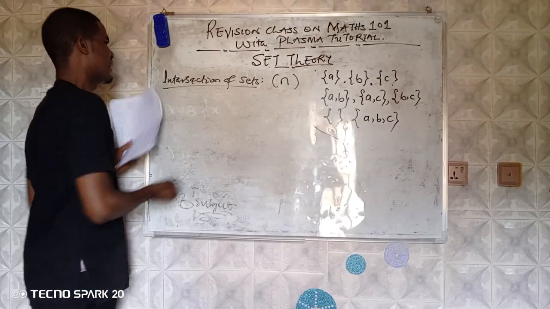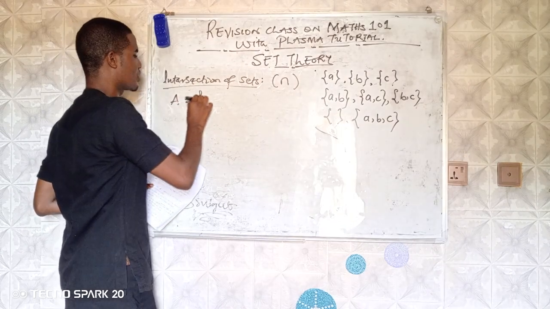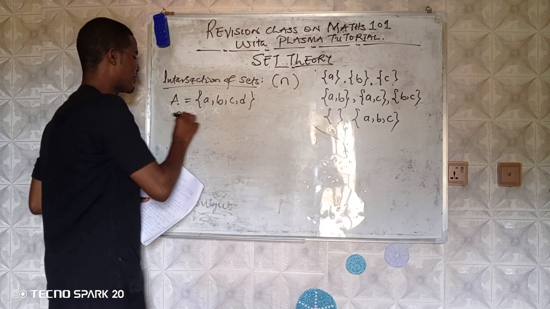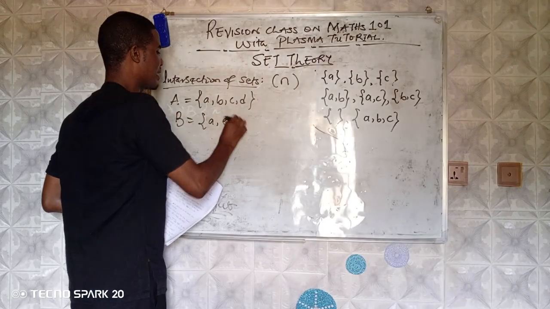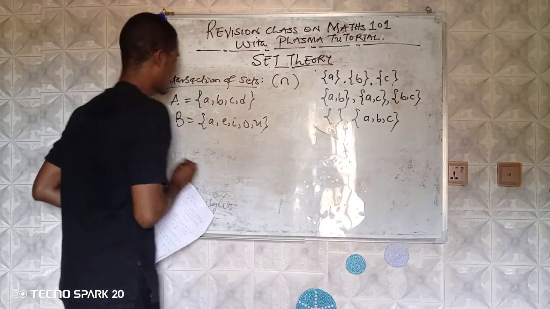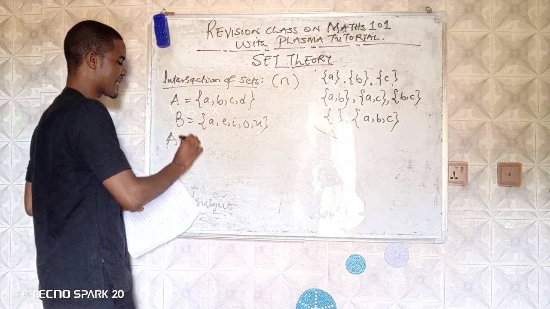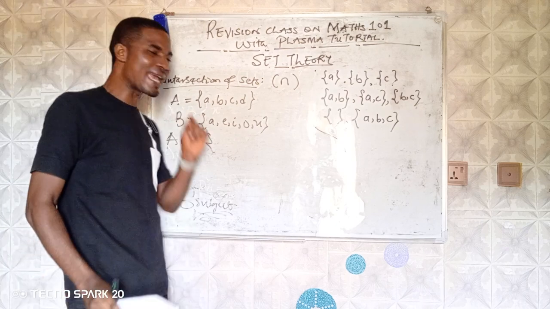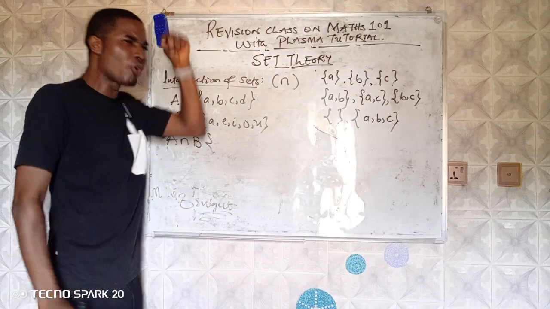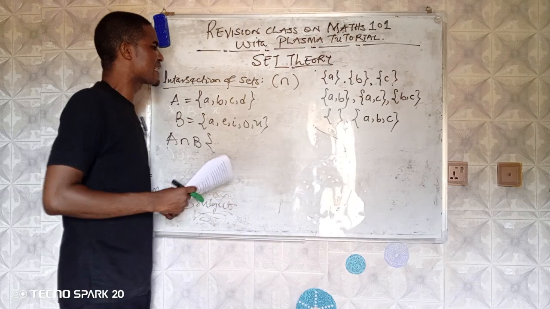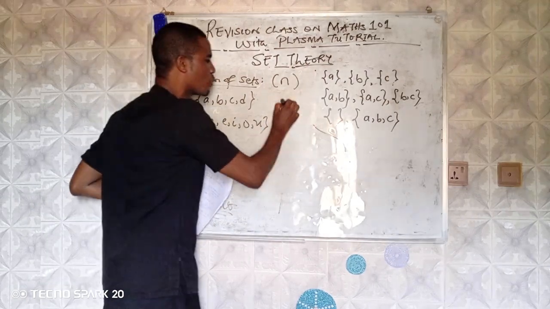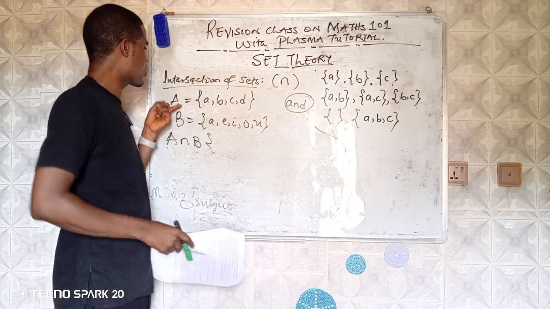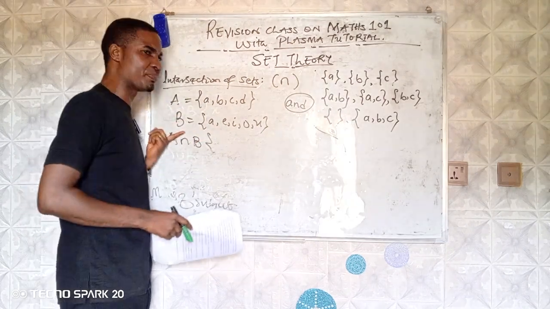So let's look at set A to be {a, b, c, d}, and let's look at set B to be {a, e, i, o, u}. Now, A intersection B. What is A intersection B? These are elements that belong to A and also belong to B. That means intersection deals with the word AND. Elements that belong to A and also belong to B.